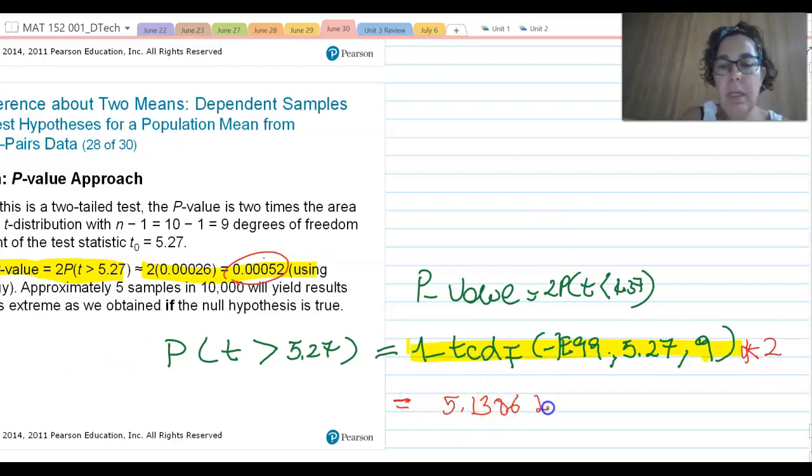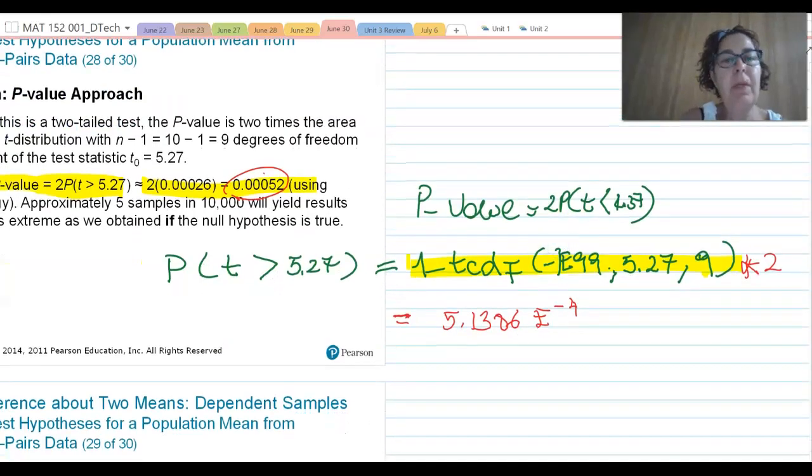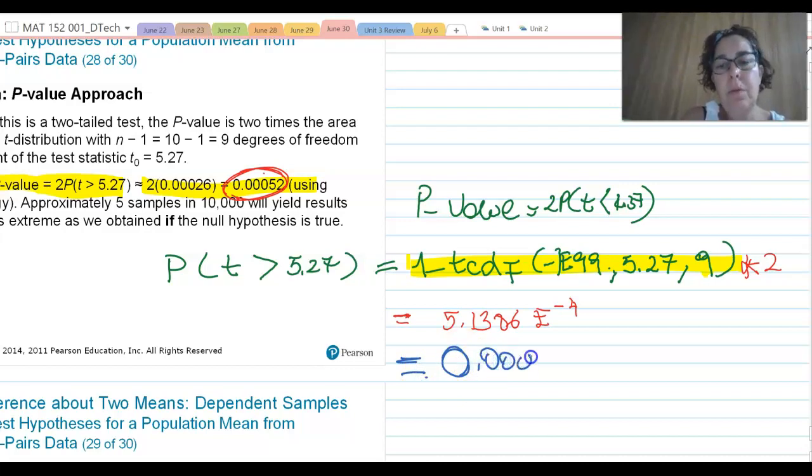5.1386 E to the power -4, which is very similar to the p-value that we are seeing right here. E to the -4 means that I will have 3 zeros before this value. All right, so this is what we have there, very close.